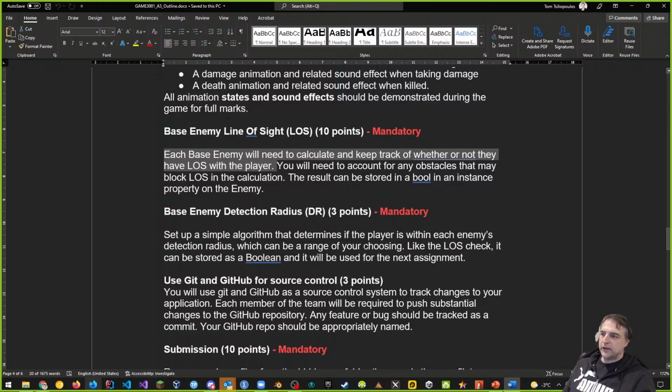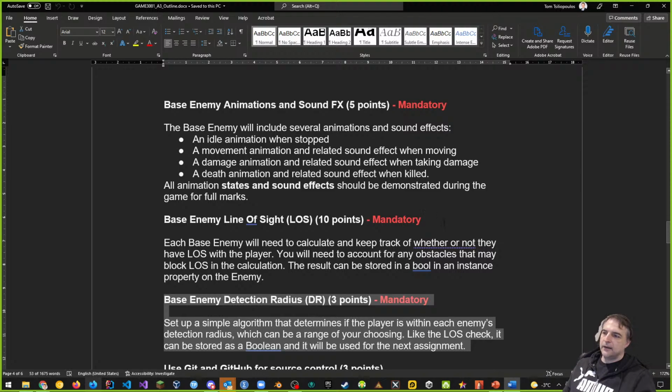Base enemy detection radius. We didn't do detection radius in class. We didn't do this part, right? This is not that difficult to do. Detection radius is an overlap circle. That's what you're doing there. Circle versus the players. You're doing a collision manager check, circle and AABB, let's say potentially, or circle, circle. We've talked about these kinds of things with you before, right? So really, there's not a lot that we haven't covered right now when it comes to the AI portion.